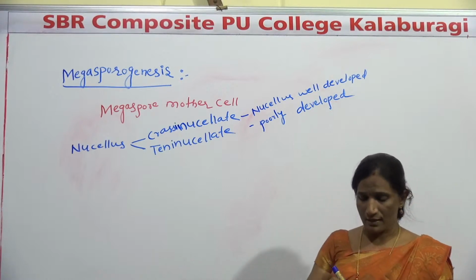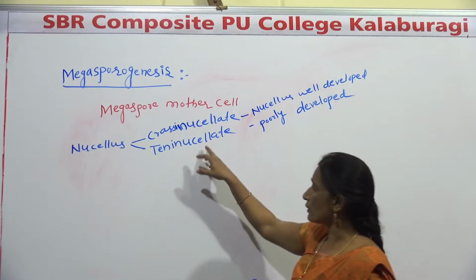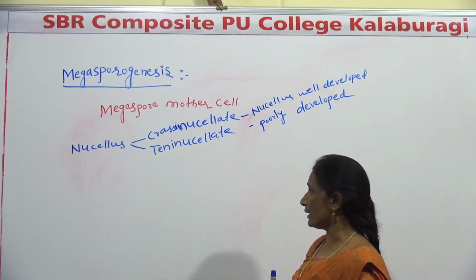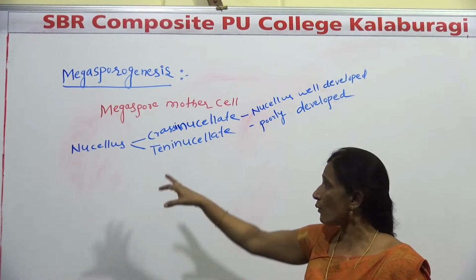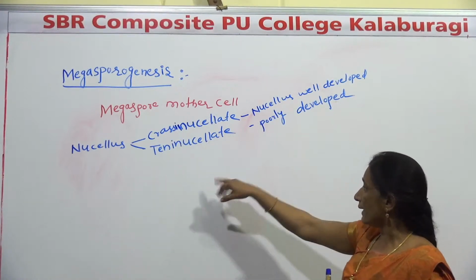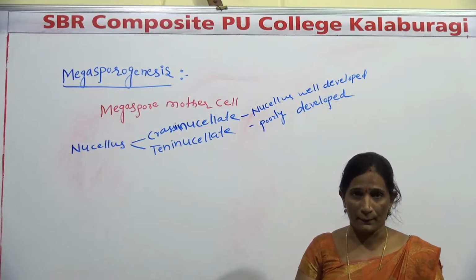So nucellus is of 2 types on the basis of development. One is crassinucellate and the second one is tenuinucellate. In crassinucellate, the nucellus is well developed. Tenuinucellate means the nucellus is poorly developed.